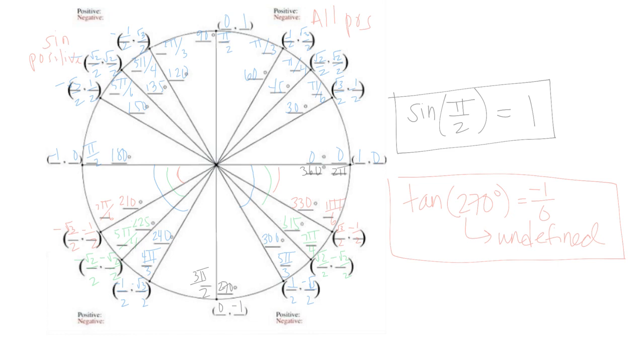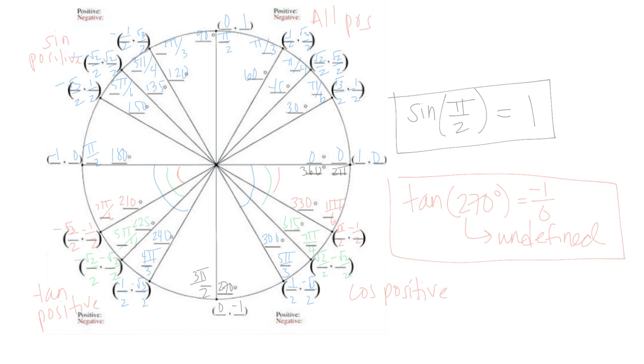In quadrant 3, we have cosine negative, we have sine negative. The only thing that's positive is tangent, right? Because if you divide a negative by a negative, which you do for tangent, right? We're going to divide the y's by the x's. You will get a positive result. And then in the last quadrant, the x's are positive, so cosine is positive. But tangent is going to be negative and sine is going to be negative because the y's are negative.